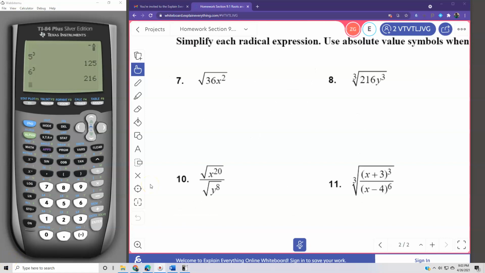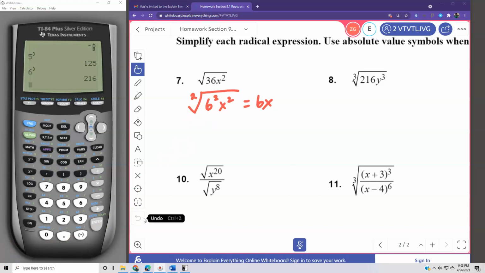So for number 7, I know that 36 can be rewritten, and I know that the index is 2. It doesn't indicate, but the index is 2. So you have the square root of 6 to the second power, x to the second power, and when you get the square root of 6 squared, it's going to be 6. When you get the square root of x squared, it's going to be x. So if you want to think of it, the 2 like cancels. The index cancels with the power, if you want to think about it like that.